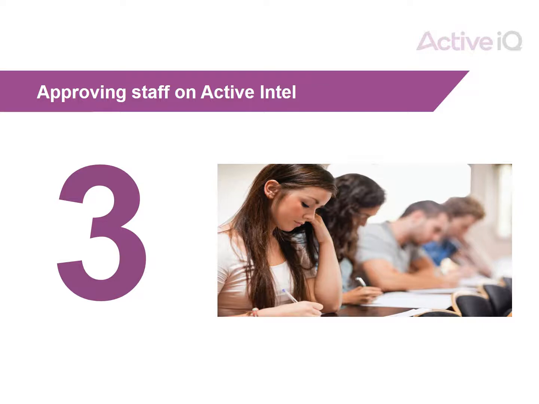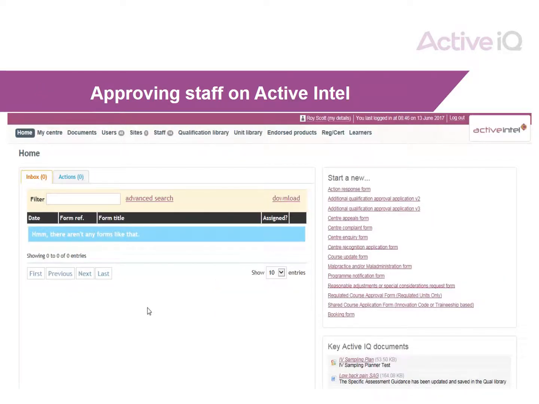Okay, section 3, we're going to look at approving staff within Active Intel. We're now going to have a look at the Staff tab and how to add staff members. So if we click on the Staff tab across the top.